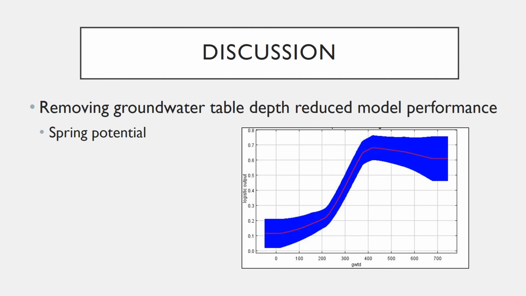So, we definitely don't want to say that springs are not important for the species. We still definitely do think that that's true. However, groundwater table depth was clearly not the best way to go about assessing this. And so we're hoping that as our knowledge of spring habitat and presence improves, we can improve our capacity to model that relationship.